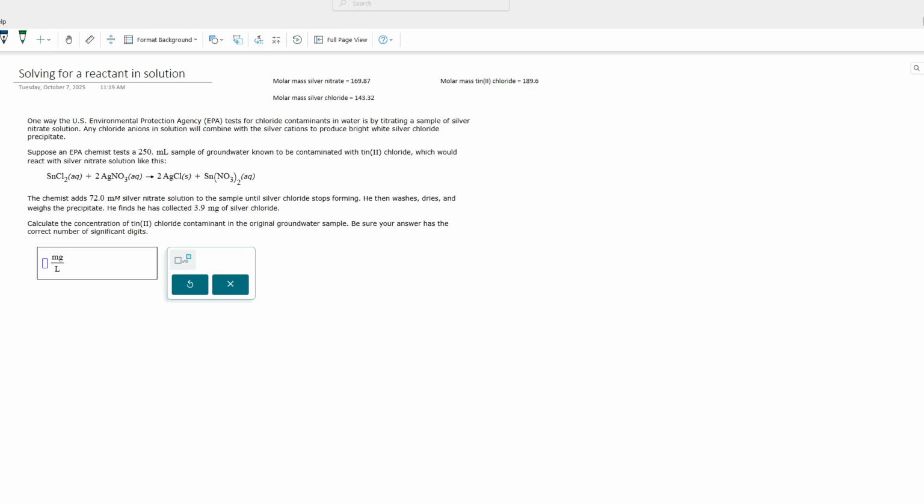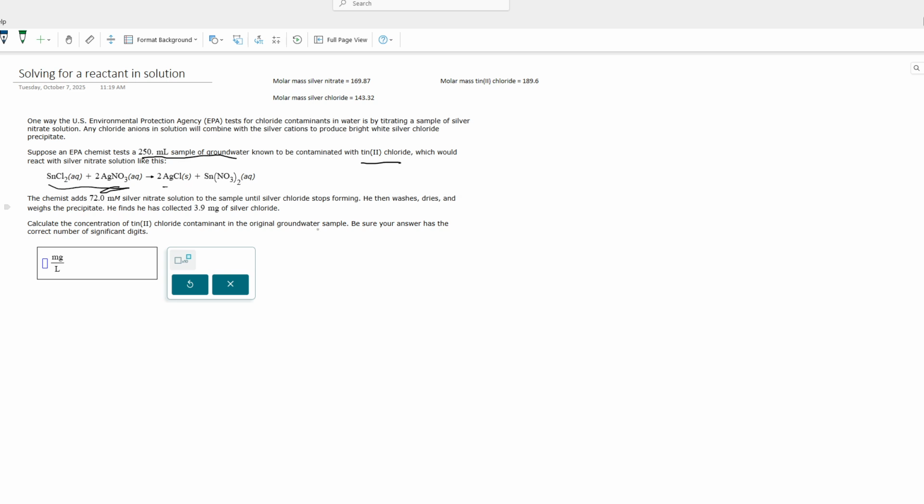All right, my friends, these problems sometimes get a little challenging for people, but we can do it here. We're solving for a reactant in solution. So we're going to take this volume of groundwater, and we think it's contaminated with some tin(II) chloride. We want to know how much is going to be there. So we're going to react it with a known concentration of silver nitrate, which is right here.